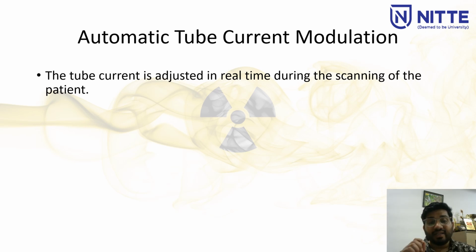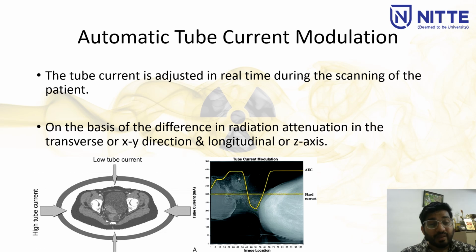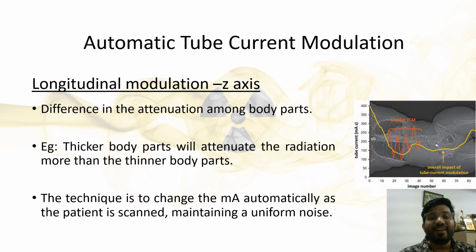So the tube current is adjusted in real time during the scanning of the patient, on the basis of the difference in radiation attenuation in the transverse or XY direction and the longitudinal or Z axis, that is the patient axis. So first we'll look into longitudinal modulation, that is nothing but Z-axis modulation, the patient axis. Longitudinal modulation adjusts MA along the body length.